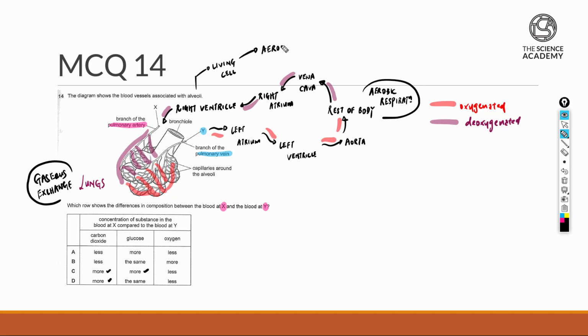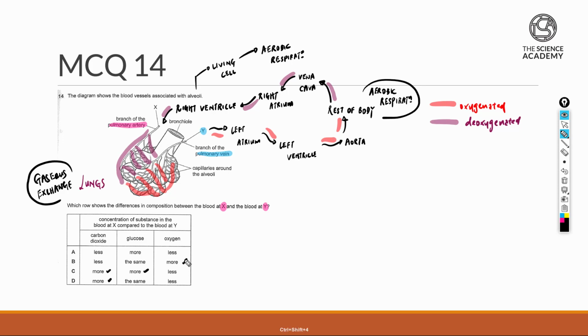So it does actually take a bit of the glucose that's found in the pulmonary artery for its own aerobic respiration process. So X has a little bit more glucose as compared to Y because the alveoli has consumed some of the glucose, and the oxygen in this case that we see over at Y should actually be considered to be more.